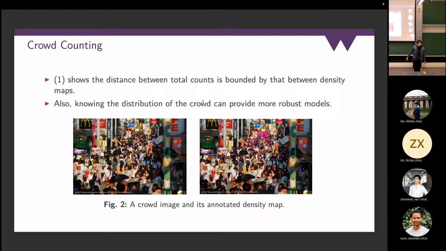Yeah, go ahead. Is that the output of the decoder, or is it the actual? Yeah, that's the output of the decoder.